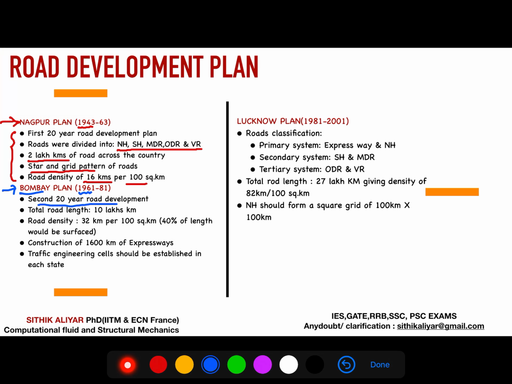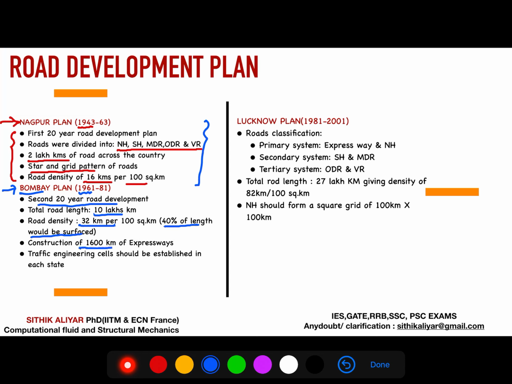Since all those targets were achieved, they moved to the next target of 10 lakh kilometers of road across the country, and they decided the density should increase from 16 kilometers to 32 kilometers per 100 square kilometers. They also decided 40% of the length of the road should be surfaced. I hope you know surfaced means flexible pavement, like you have for national highways. So in that total 10 lakh kilometers, approximately 40% of the length should be surfaced.